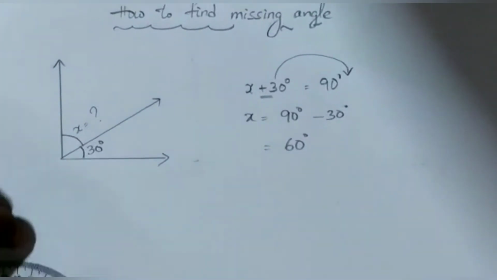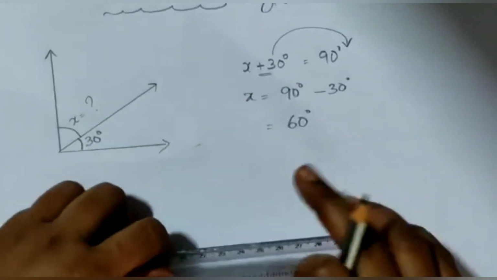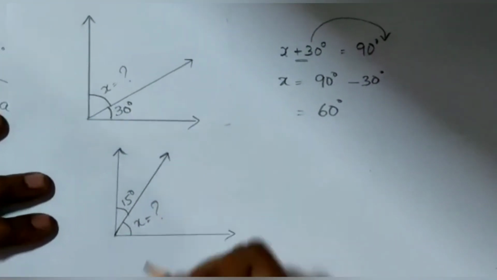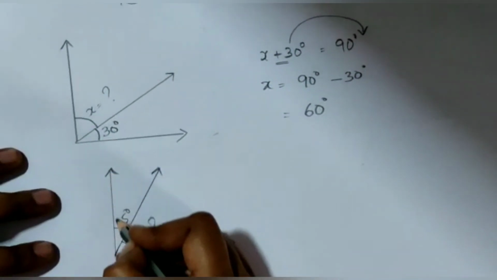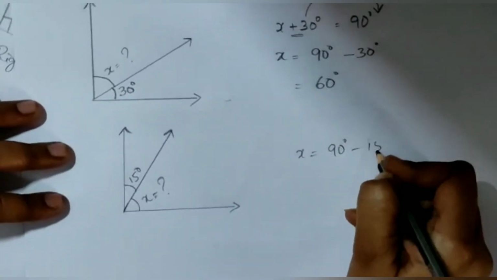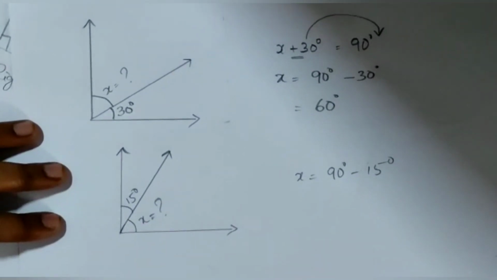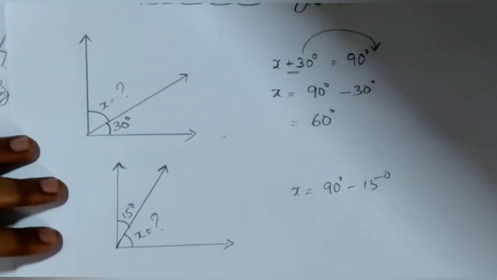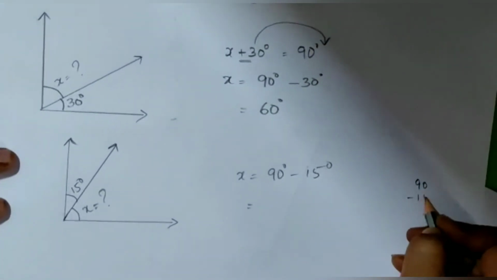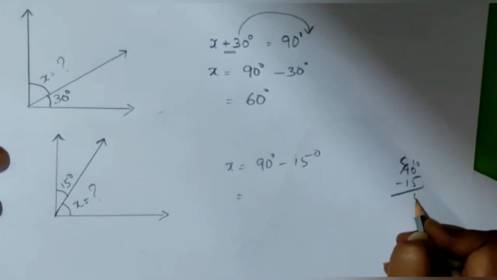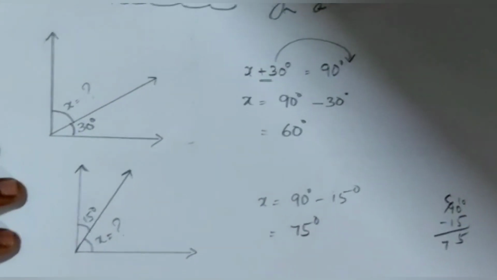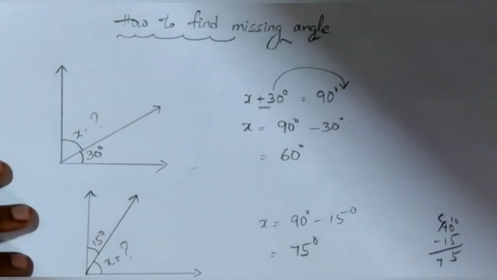Okay. Let us see one more example. So here we need to find out this angle. How much? So what we have to do? We know clearly that this angle is 90 degrees. So 90 minus 15 degrees, we will get the required angle. So 90 minus 15. How much will you get? 90 minus 15. 10 minus 5 is 5, 8 minus 1 is 7. So this angle is 75 degrees. Like this, we can find the missing angles.